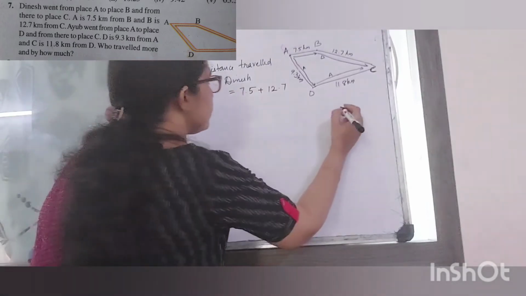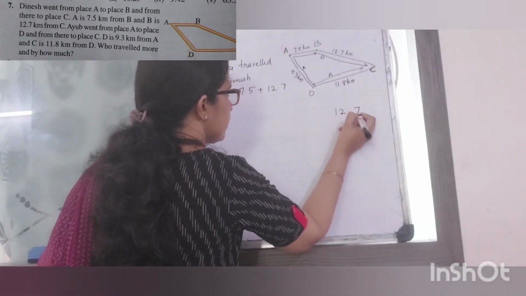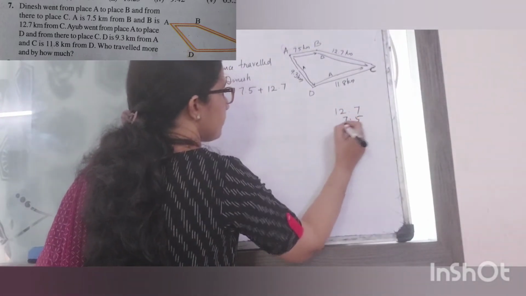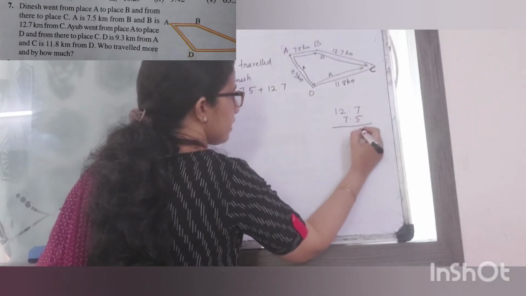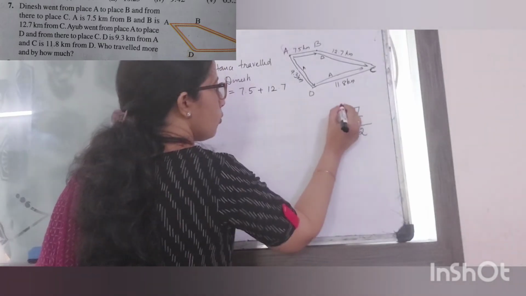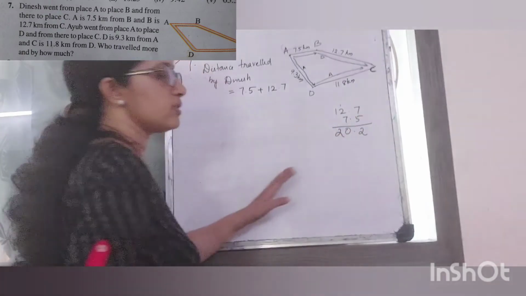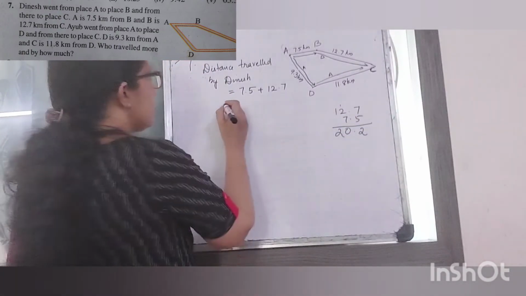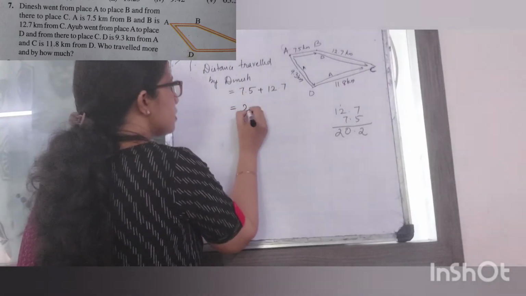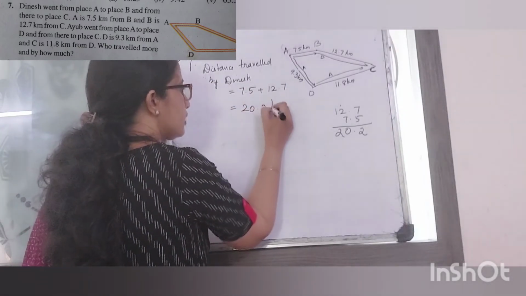So how will you add this? 12.7 plus 7.5. 7 plus 5 is 12. 1, 3, 10. 20.2 is the answer. So the distance traveled by Dinesh is 20.2 kilometers.